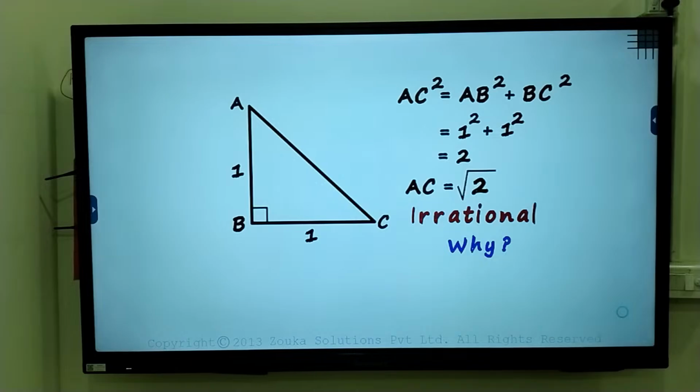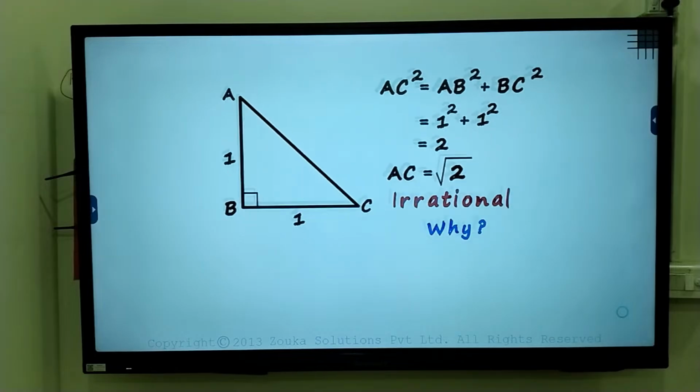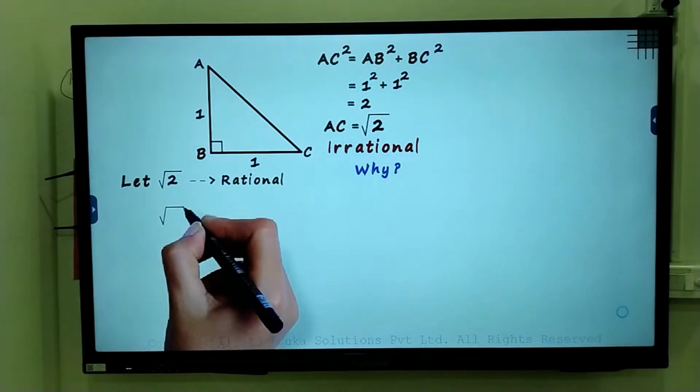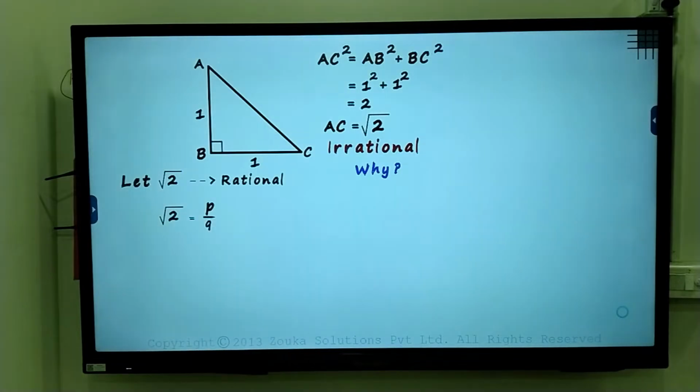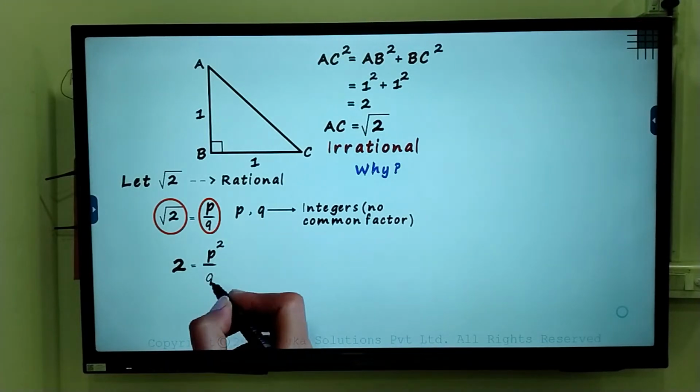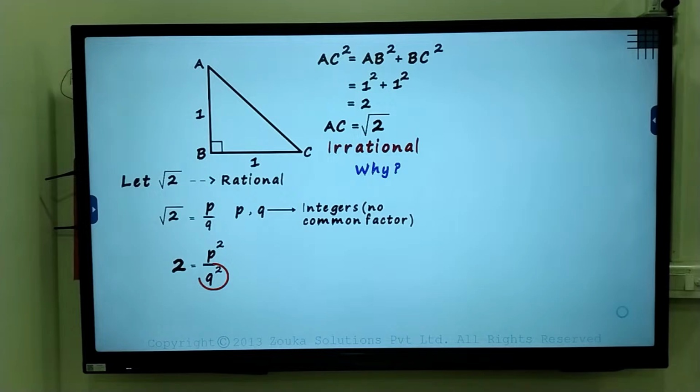He used an indirect proof, and this is how he went about it. He said, let root 2 be a rational number. It implies that root 2 can be written as p by q, where p and q are integers which do not have a common factor. P by q is in its simplest form. How do we eliminate the radical now? To eliminate the root sign, we square both sides. So 2 equals p squared by q squared. Transposing q squared to the other side, we got p squared equal to 2q squared.